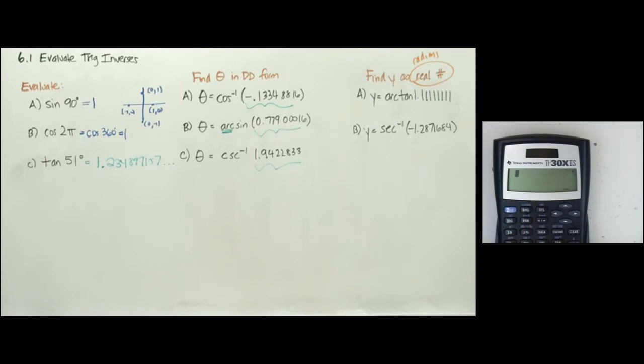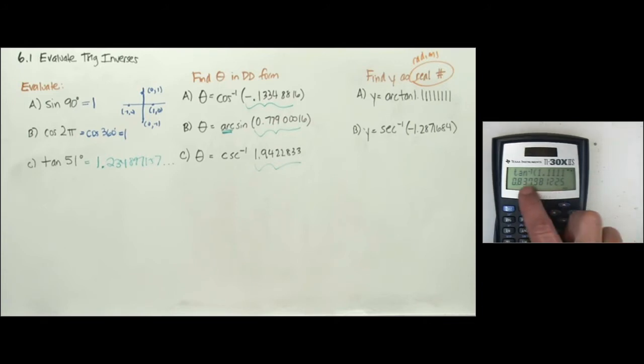On the TI-30XS, same thing. I'm going to do tangent inverse. I hit second tan. I type in that decimal, as many ones as I need, it's repeating. And here's my angle in radians, the same exact decimal number. Everybody's good? All right, let's do one more with the calculator.